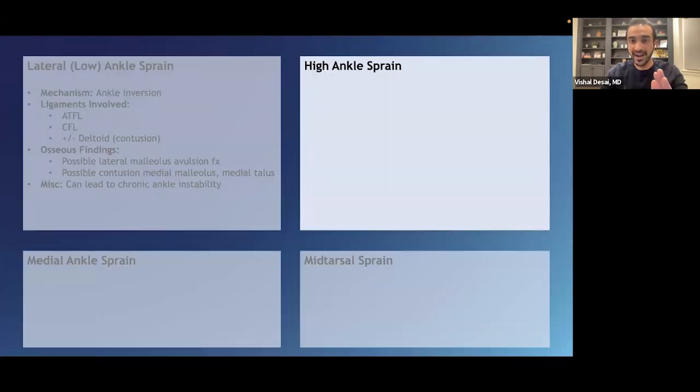So moving on to high ankle sprain. This is a different mechanism. This is going to be external rotation. So if you take your foot right now, plant it on the ground and turn it outwards, you'll feel that stretch at your distal tib fib and along that medial ankle or medial malleolus.